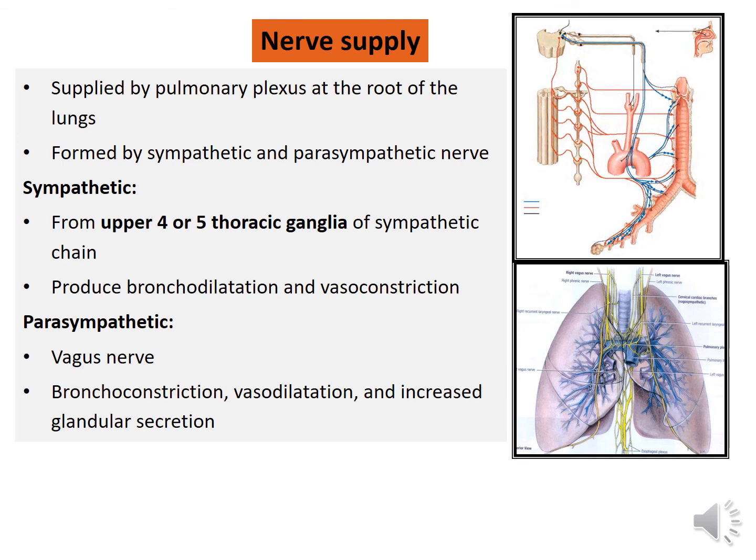Lungs are supplied by the pulmonary plexus, which is located at the root of the lung. You can see here the pulmonary plexus. They are formed by sympathetic and parasympathetic fibers. Sympathetic fibers come from the upper 4 or 5 thoracic ganglia of the sympathetic chain. They produce bronchodilation and vasoconstriction. The parasympathetic fibers are given by the vagus nerve, and these fibers produce bronchoconstriction, vasodilatation, and also increase glandular secretion.